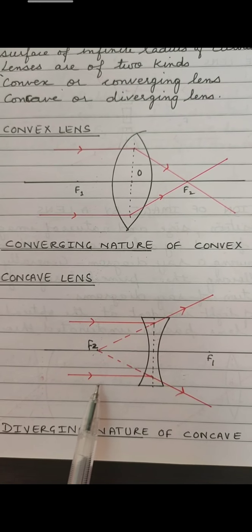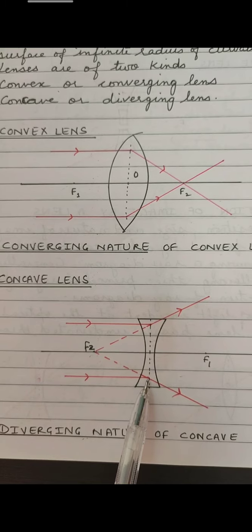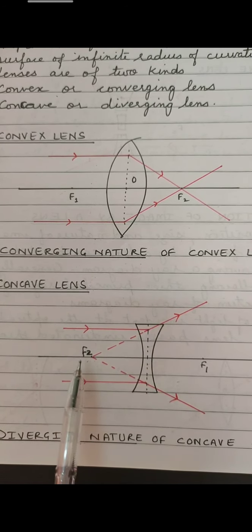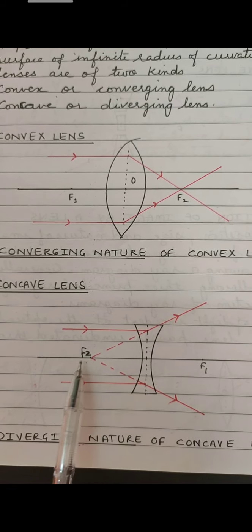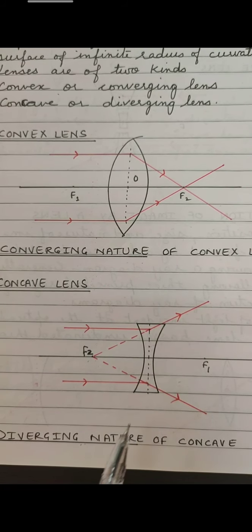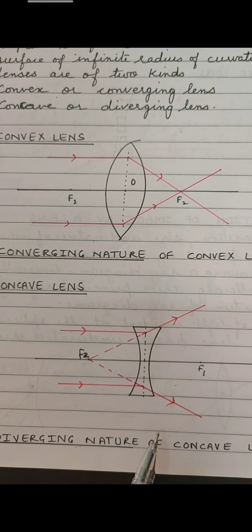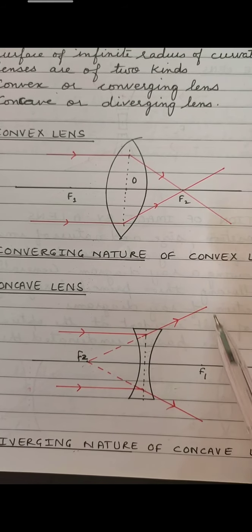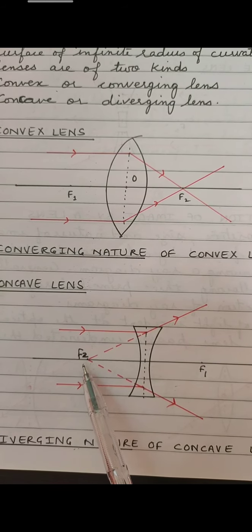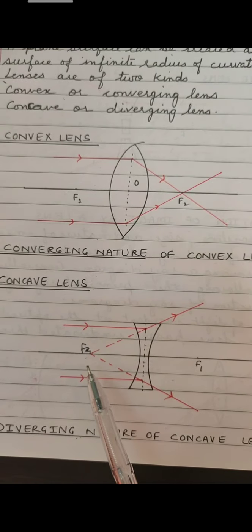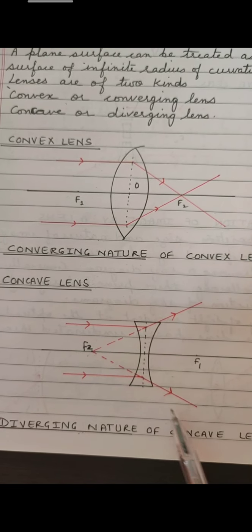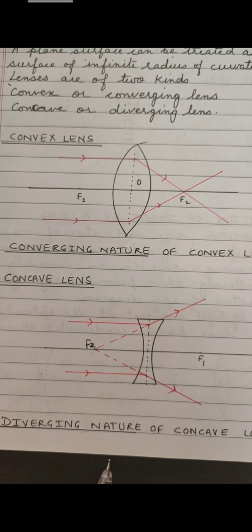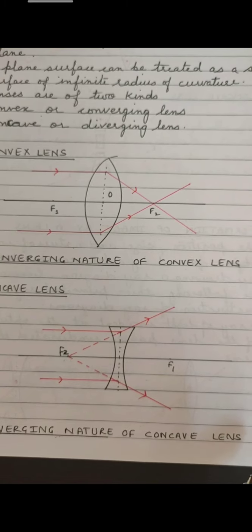The other parallel ray we are taking is also parallel to the principal axis. Again, the ray will appear to be coming from the F2 point in the case of a concave lens. That means these two rays are diverging. They appear to be coming from point F2. They diverge from a point, and as a result we call it the diverging nature of a concave lens.